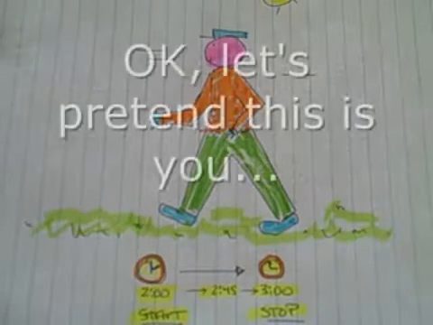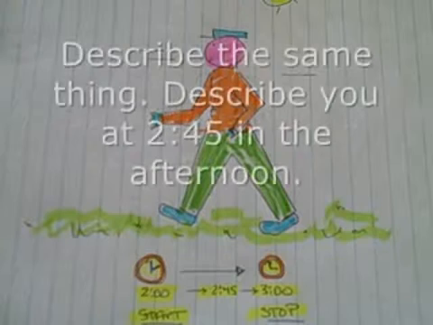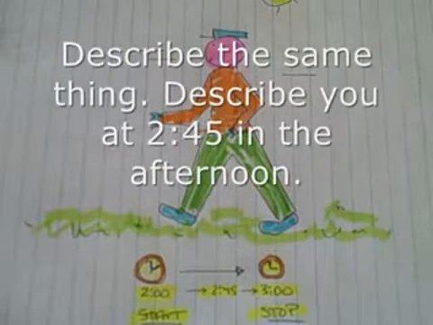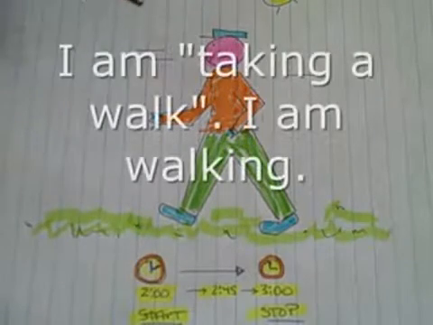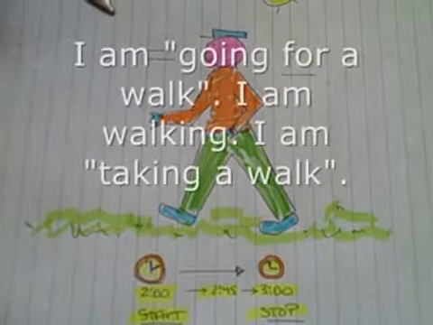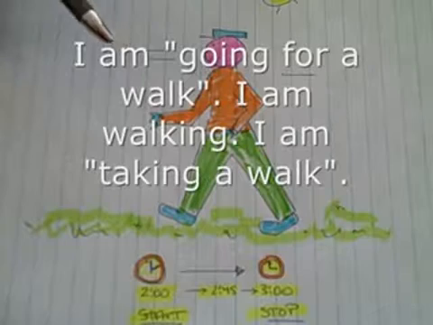Okay, let's pretend this is you. Describe the same thing. Describe you at 2:45 in the afternoon. What am I doing? I am taking a walk. I am walking. I am going for a walk.